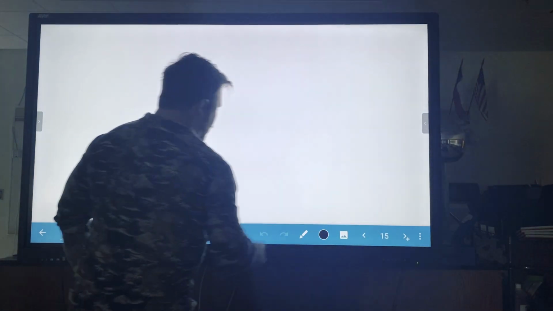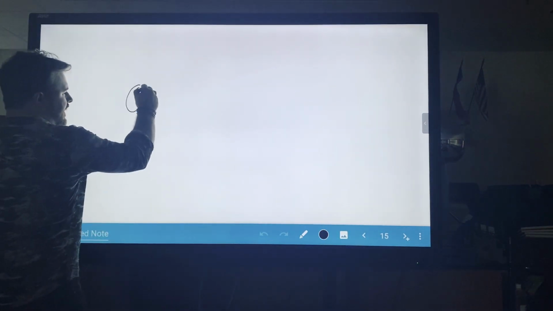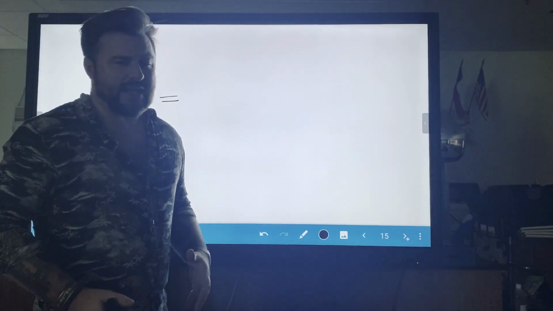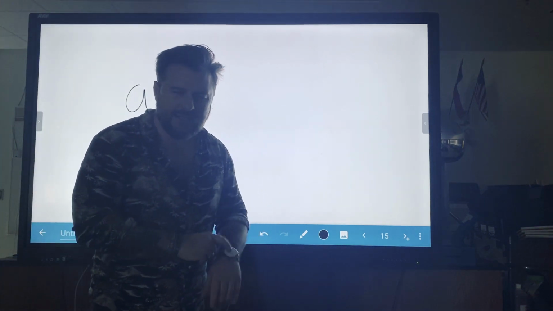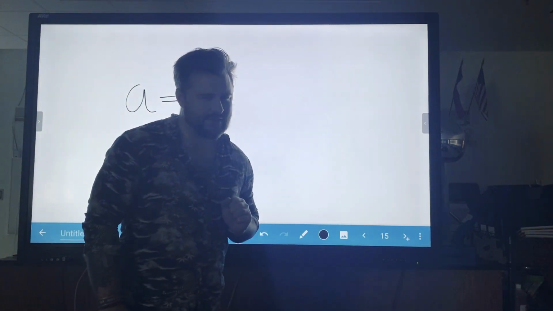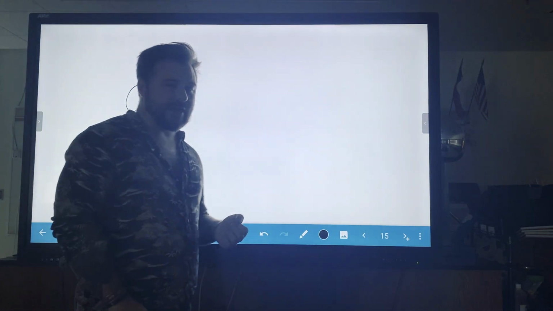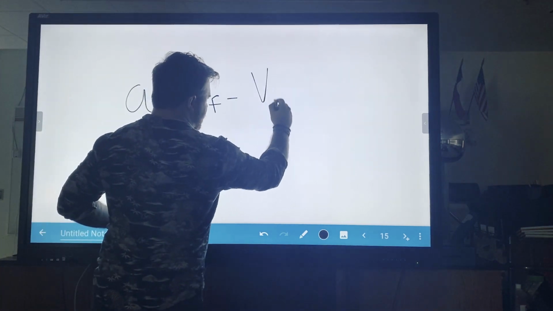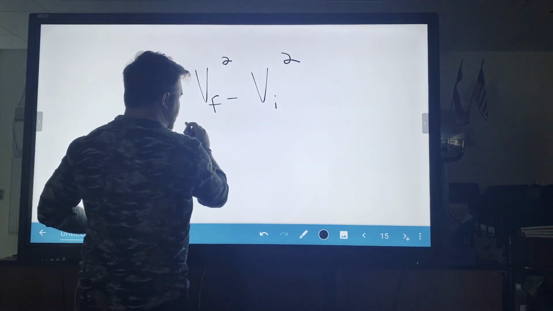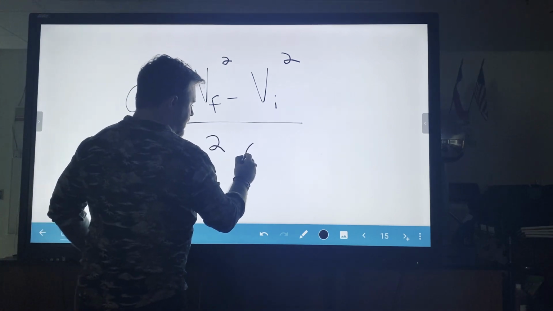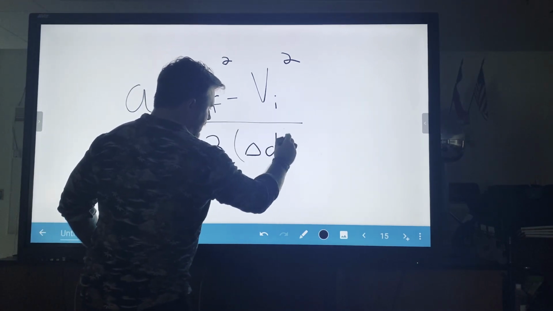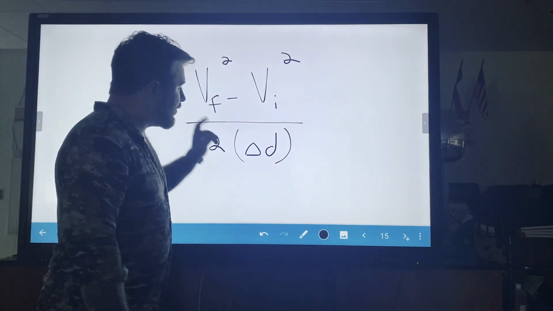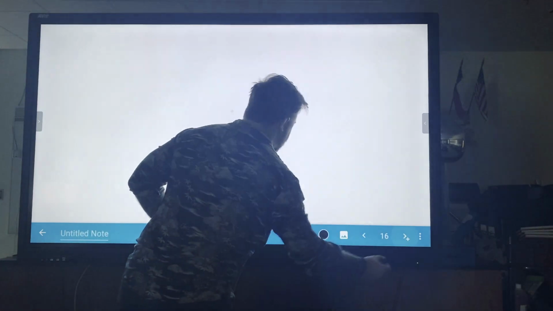There is another equation. What if I changed my speed from 2 meters a second to 10 meters a second, but I couldn't time it? I didn't know how much time it took, but I know the distance or the displacement. I got a formula for that too. That would be my final velocity minus my initial velocity squared, don't freak out, over 2 times the displacement, delta D. This is coming up at you soon, real soon. Learn how to use these equations.